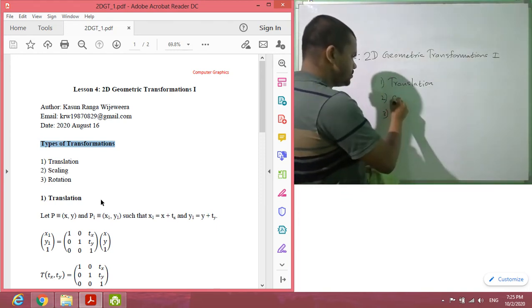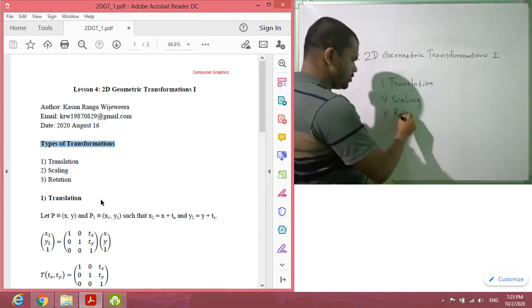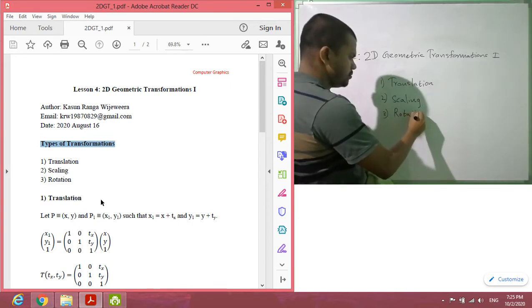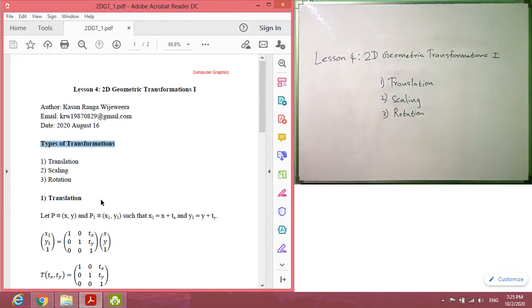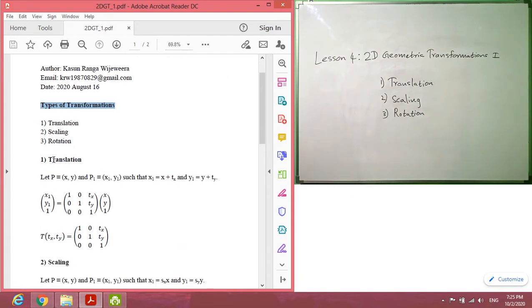Scaling, and the third one is rotation. Now first let's see translation.